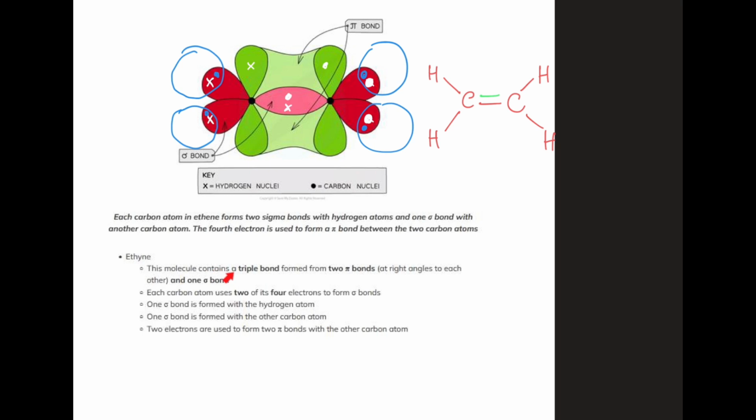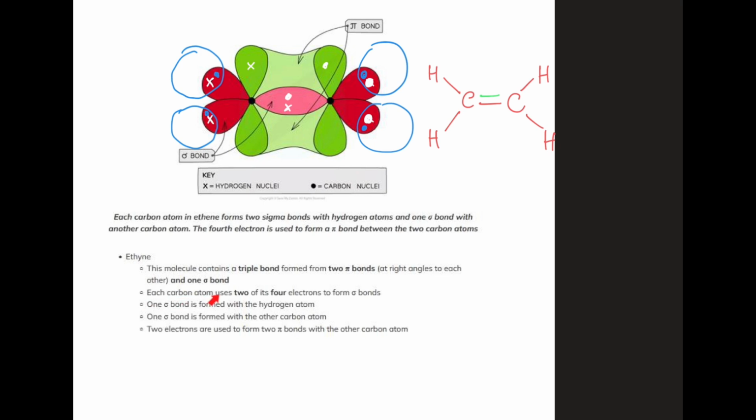Now they put ethyne. This molecule contains a triple bond. For the triple bond, as we discussed before, it has 1 sigma bond and 2 pi bonds. Okay, the 2 pi bonds are a bit more difficult to draw because they are at right angles to each other. Okay, so I will look at whether they draw it or not. If not, then I will show you the pictures.